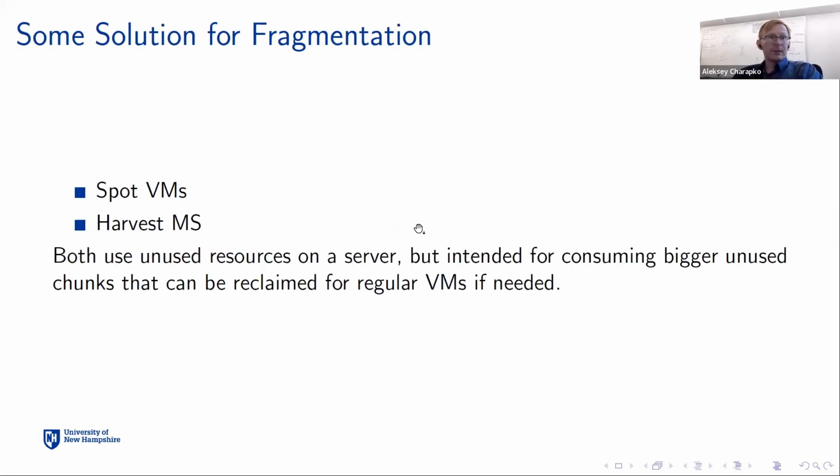The paper also says that there are some solutions for that fragmentation, like spot virtual machines or harvest virtual machines. If you have these unused resources, you can maybe sell them for cheap by allowing the creation of spot virtual machines.